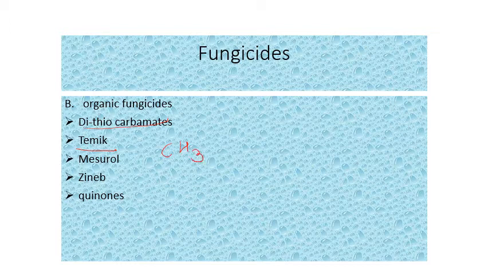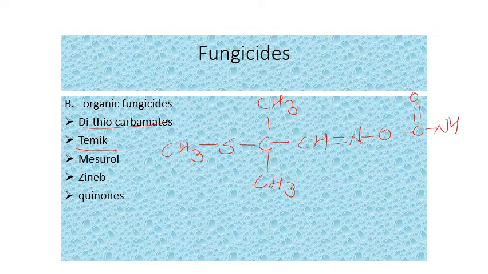CH3, S, C, CH3, CH3, CH, double bond nitrogen, oxygen, then C double bond O, NH, CH3. Okay, this is the Temik.